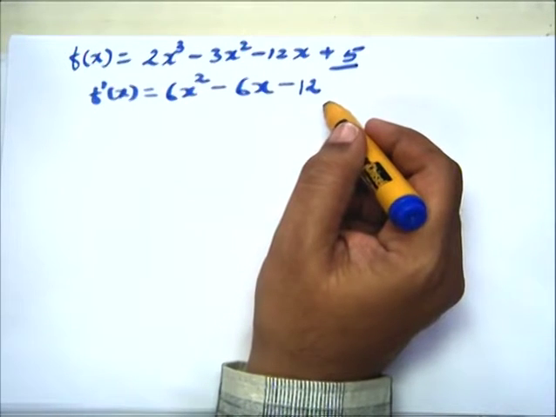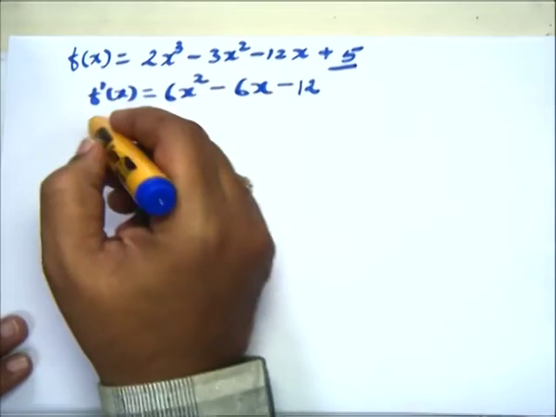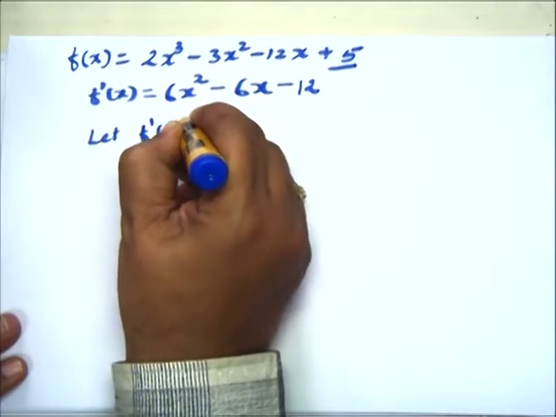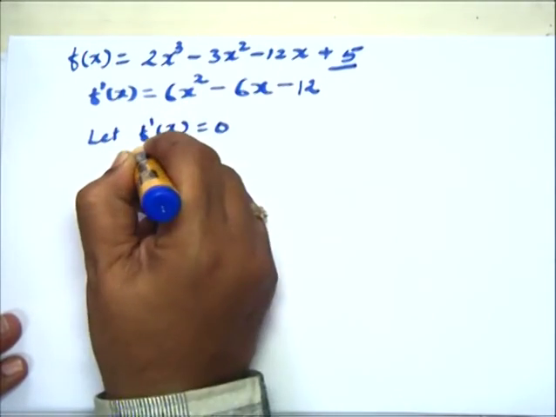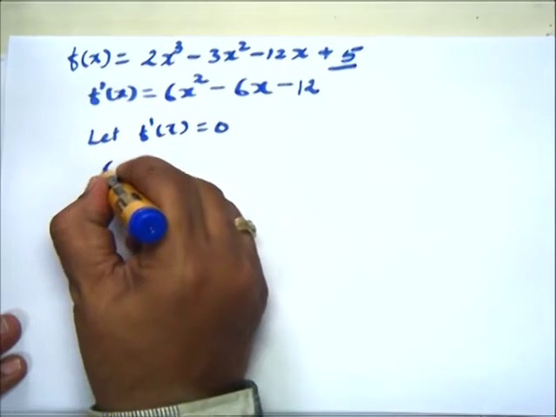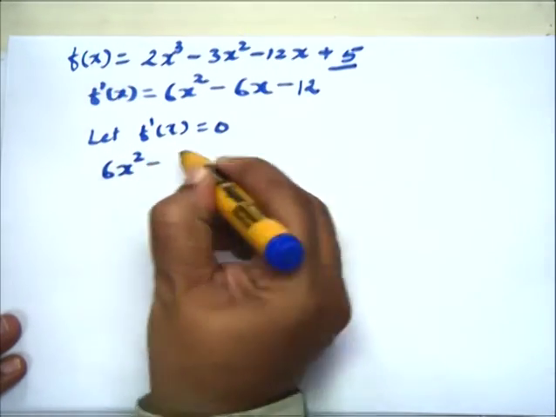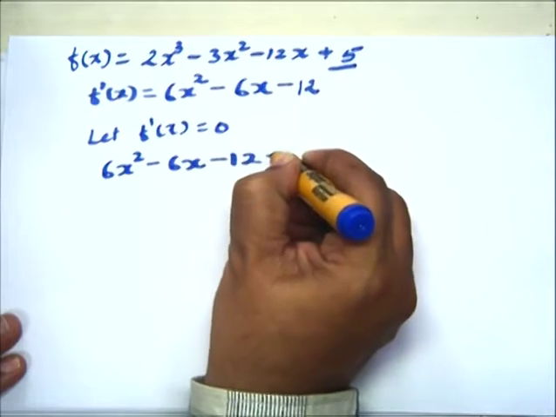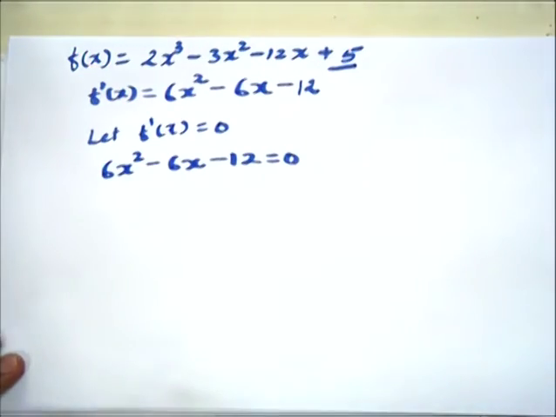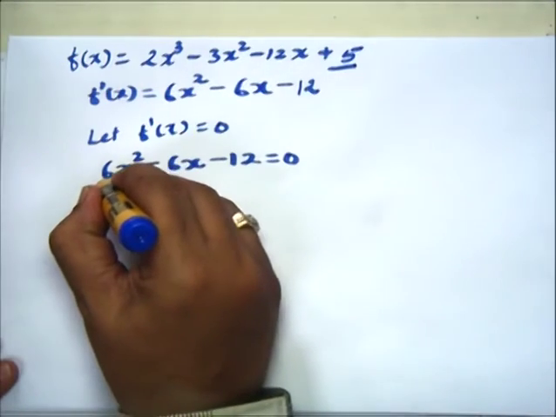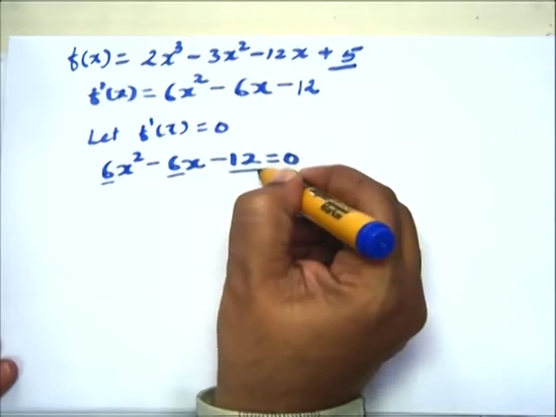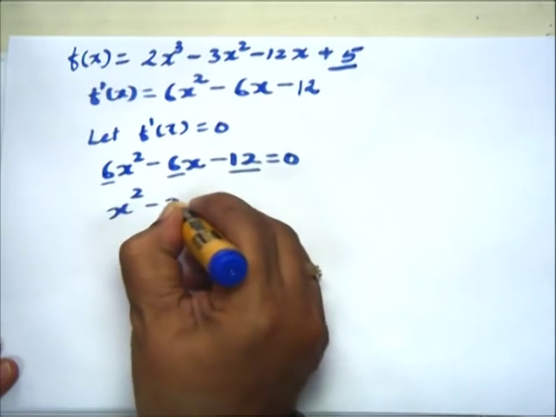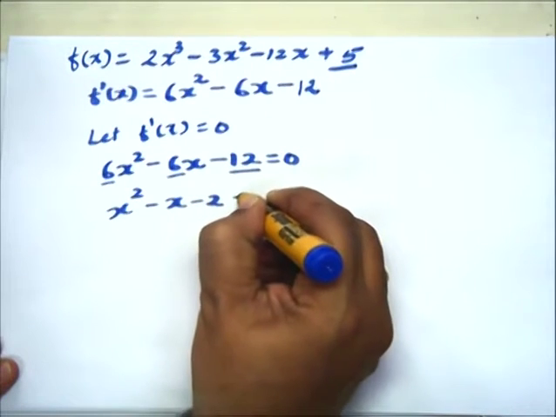Now let us find out the roots of f dash x is equal to 0. So let us take f dash x is equal to 0 and we'll find the roots of this. So f dash x is 6x square minus 6x minus 12 is equal to 0. Now if we take 6 common, and 6 cannot be 0, so we can write x square minus x minus 2 is equal to 0.